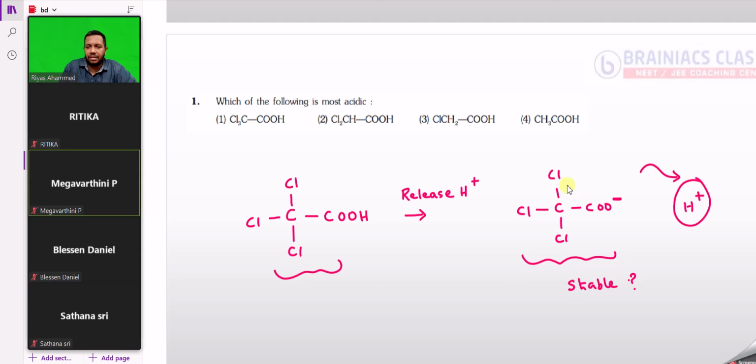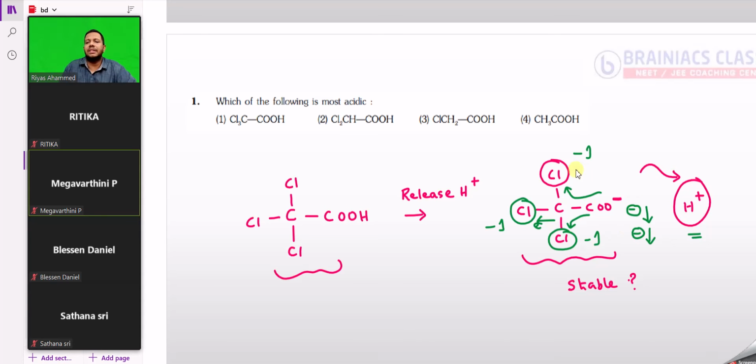Here minus charge is present. What is the effect of chlorine? Tell me. We know it has what effect? It has minus I effect. We know chlorine here also connected, so it has minus I effect. Here also chlorine is present, it has minus I effect. So all these guys will attract the electrons in this direction. So what will happen as a result? The negative charge that is present here, its magnitude decreases. So if the magnitude of the negative charge over here decreases, then it will not attract the H plus to here. That means this is stable. If the charge decreases, the species will become stable.